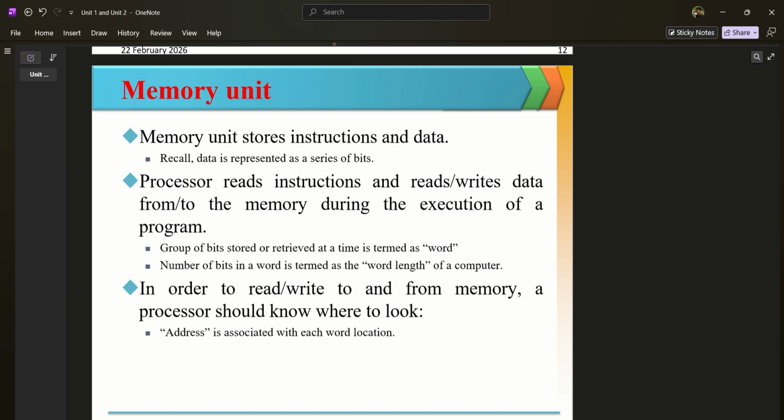Okay, let's talk about the memory unit. So what is a memory unit? The memory unit is the thing which stores the instructions and the data. We saw that data is represented as a series of bits, and instructions are the ones used to work upon the data. So the memory unit stores both of these, not exactly together, but you get the point. Both of them are in the memory unit. The processor reads a set of instructions and gets the data, and writes the data to memory during the execution of the program.